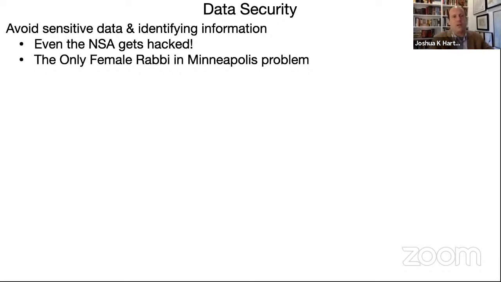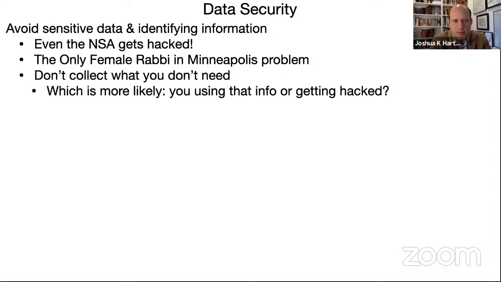You also want to watch out for the only female rabbi in Minneapolis problem. This is that there are some people that even if you're asking for just basic demographic things, if you just asked city you live in, occupation, and gender, you may actually be able to uniquely identify somebody with just that information. So again, did you need to know their occupation with that level of detail? The less you have, if you don't need it, don't have it. And I think a useful rule of thumb is ask which is more likely: you're going to use this information or get hacked. If you're not going to use information, I just wouldn't collect it.